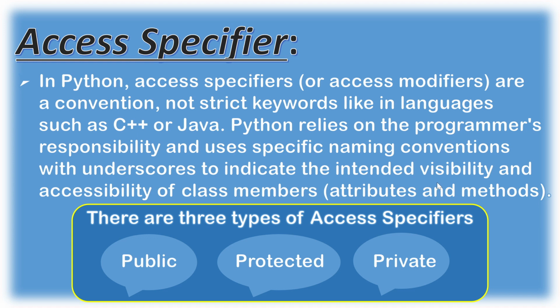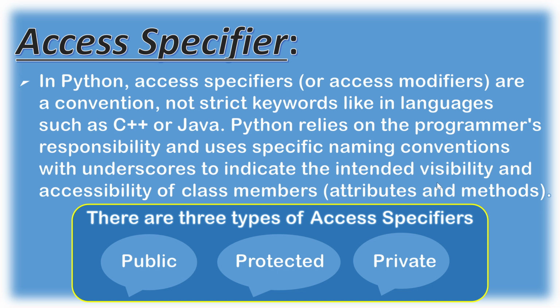What is an access specifier? In Python, access specifiers, or you can say access modifiers, are a convention, not strict keywords like in languages such as C++ or Java. Python relies on programmers' responsibility and uses specific naming conventions with underscores to indicate the intended visibility and accessibility of class members.